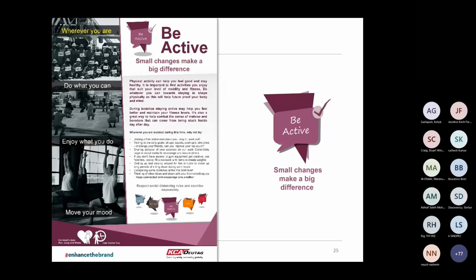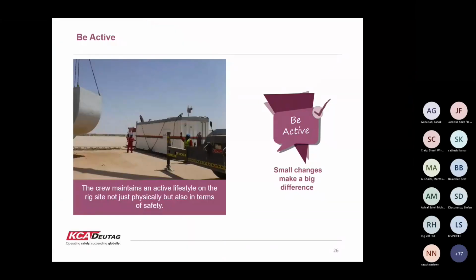Be active. So we encourage people, because small changes make a big difference. You can not only stay at work working, but also do your sports, some kind of activities. Despite the fact that it's challenging, we have enough facilities to keep your fitness up. Also at the rig side, crew maintain an active lifestyle, not just physically, but also in terms of safety.